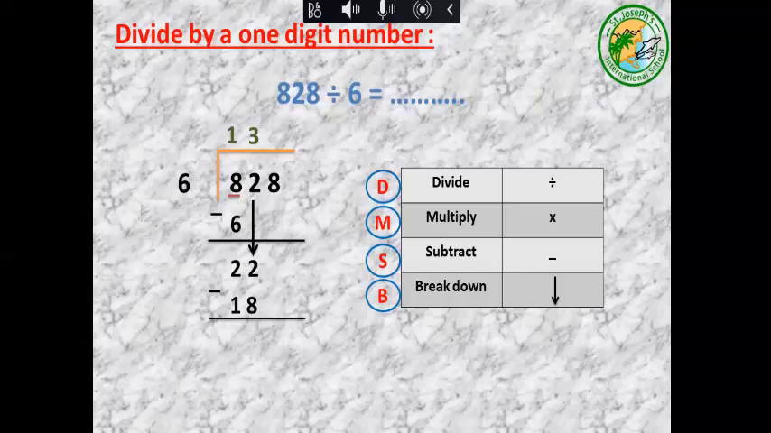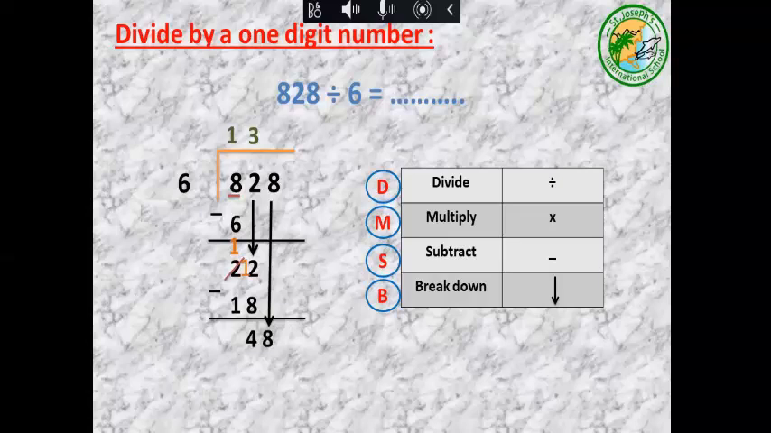2 minus 8, it can't, so I will borrow from the next number. The 2 will be 1, and the other 2 will be 12. 12 minus 8 equals 4. And 1 minus 1 equals 0, but we don't write 0 on the left. Then I will move to the fourth step, bring down the next number.